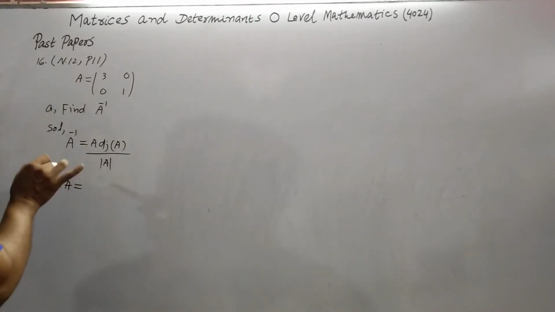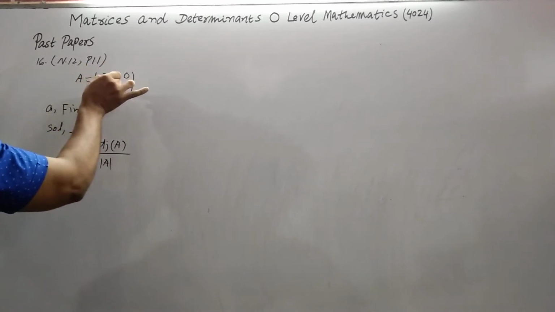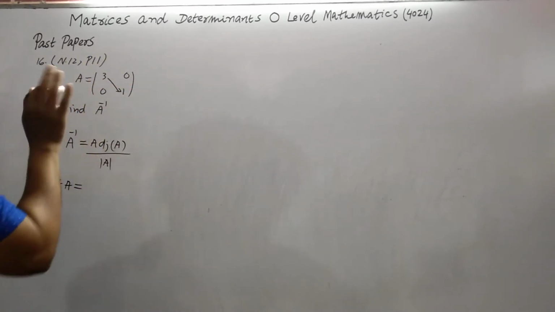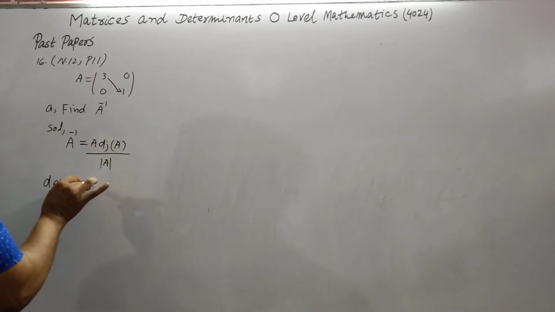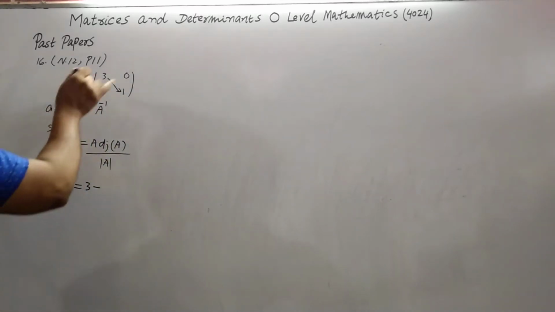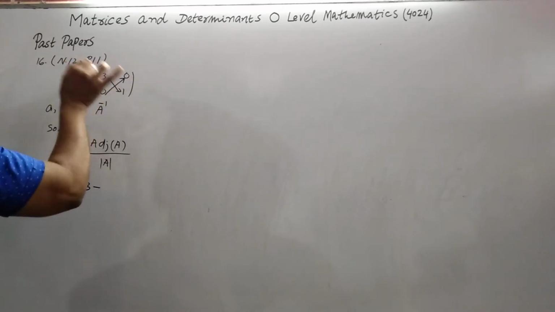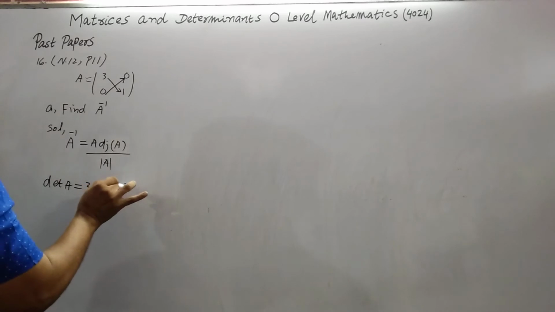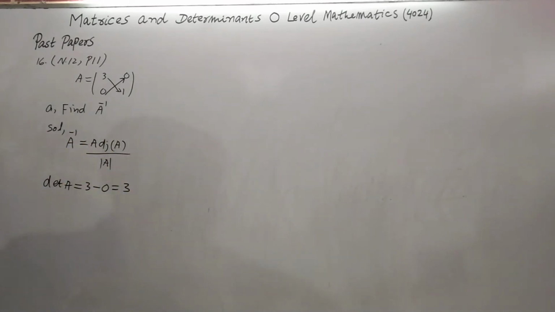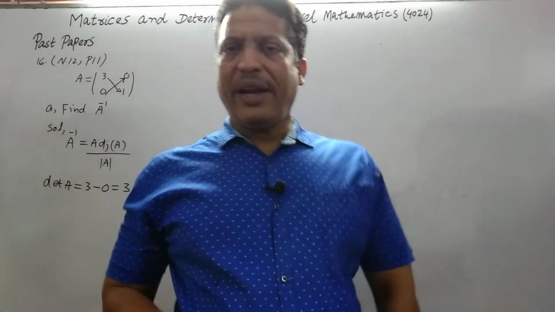DET A. How to find determinant of A? Multiply this element by this element first. This is the first step. 3 ones are 3. Put minus sign. Multiply this by this. 0 into 0 is 0. 3 minus 0 is 3. The second step is to find adjoint of A.